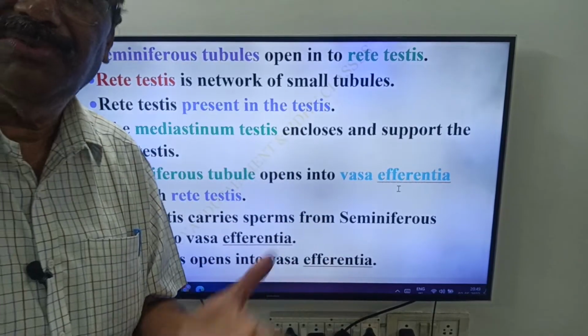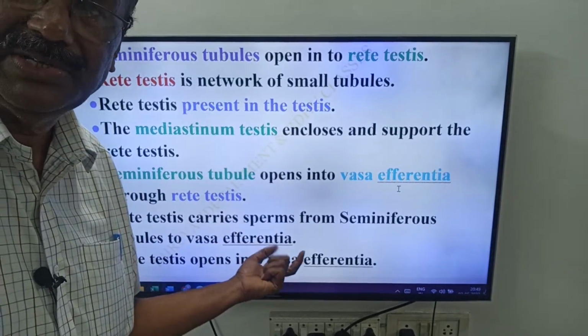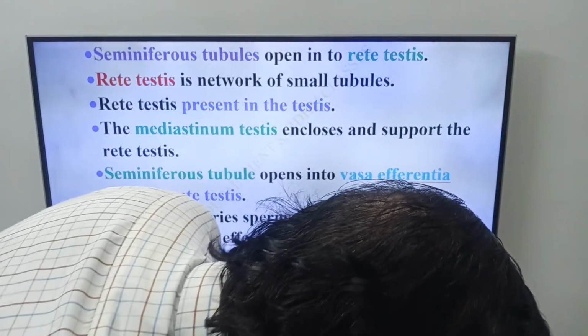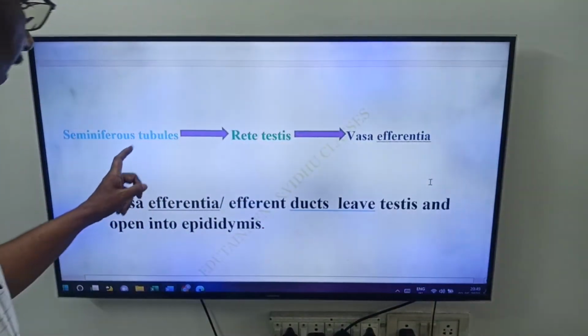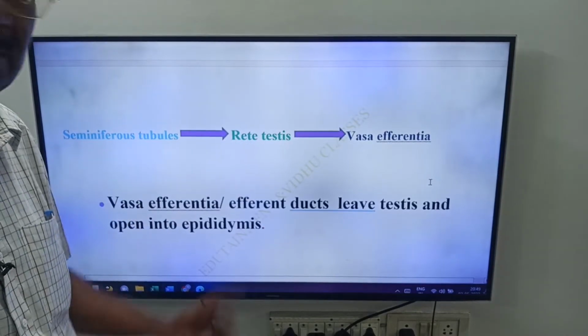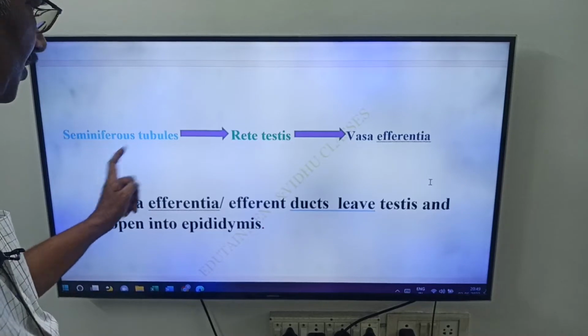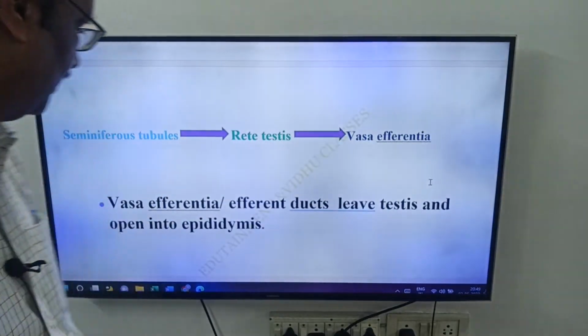The rete testis opens into vasa efferentia. Friends, these all give the same meaning. You have to write any one of these points. Now here you see friends, it gives an idea: seminiferous tubules open into rete testis, which opens into vasa efferentia.